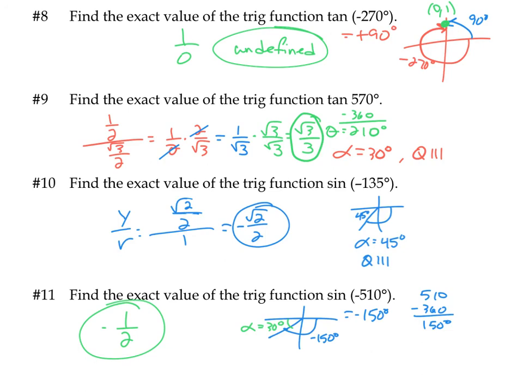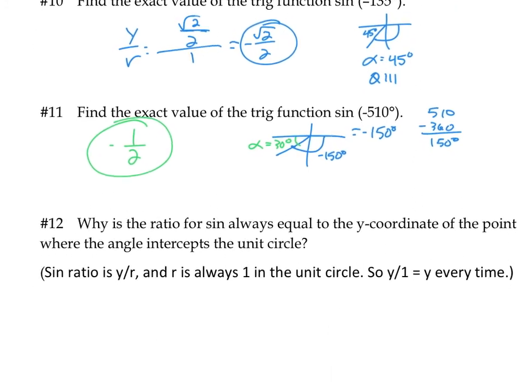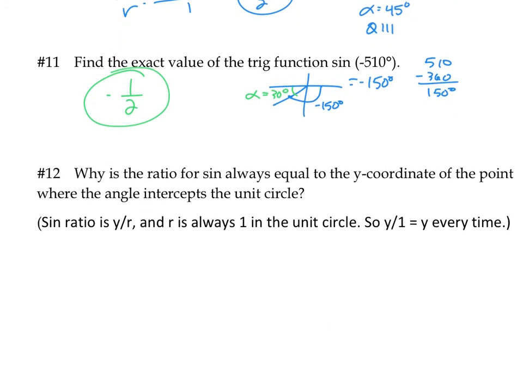And we've got one more to talk about here. All right, the ratio for sine is always equal to the y coordinate of the point where the angle intercepts the unit circle. Talk about those some of the problems I just did. It's because you're always putting it over 1. R is 1 in the unit circle. So y over r is just y over 1, which is equal to y. When you put something over 1, it's just equal to itself. All right, so that's important to know. The cosine is always the x value of the point on the unit circle. Sine is always the y value because you're putting them over r, which is 1. Tangent's the one where there's a little more work to do, as we saw.